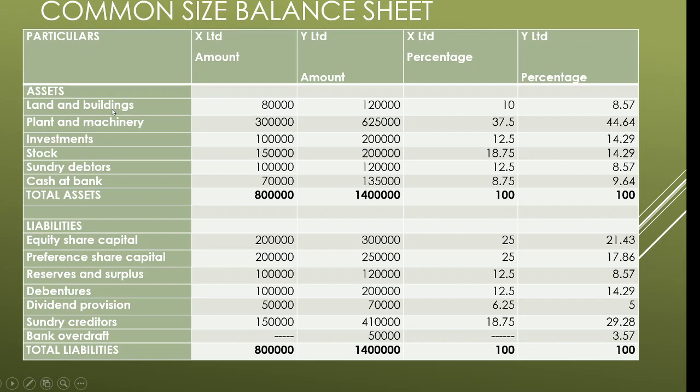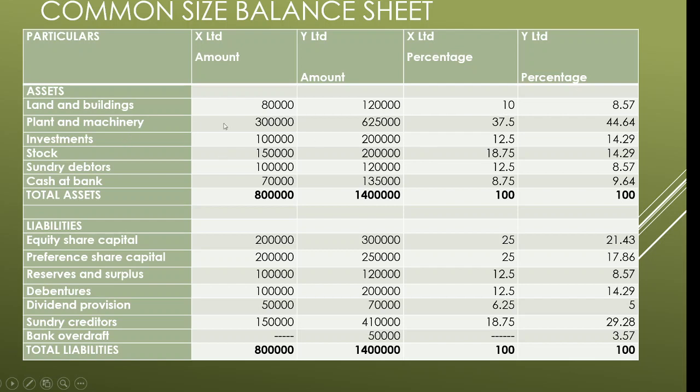Now land and buildings, that is 80,000. So 80,000 rupees divided by 8 lakh rupees into 100, that is 10%. So it means land and buildings are 10% of the total assets. So 80,000 divided by 8 lakh rupees, that is the total, into 100, that is equal to 10.